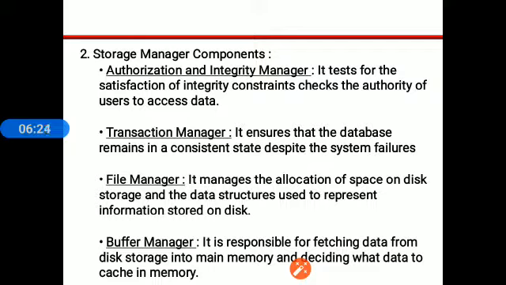File manager, it manages the allocation of space on disk storage and data structure used to represent the information stored on disk. Buffer manager, it is responsible for fetching the data from disk storage into main memory and deciding what data to cache in the memory. So that is storage manager component.